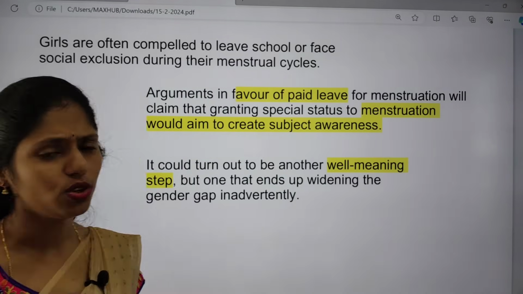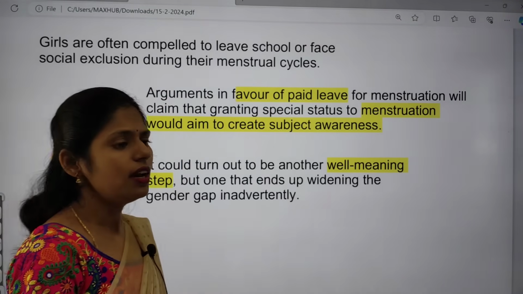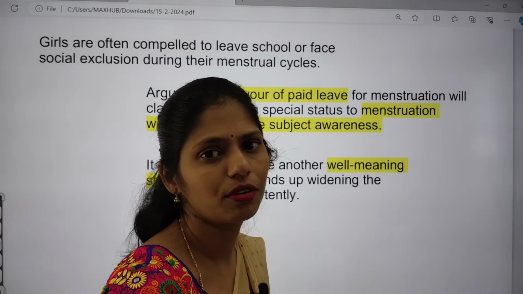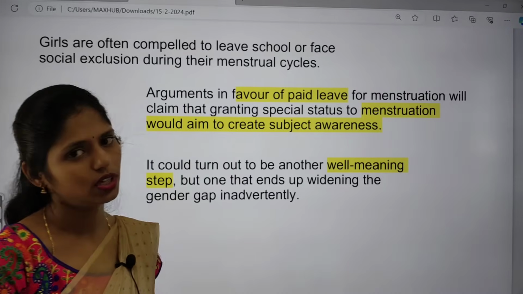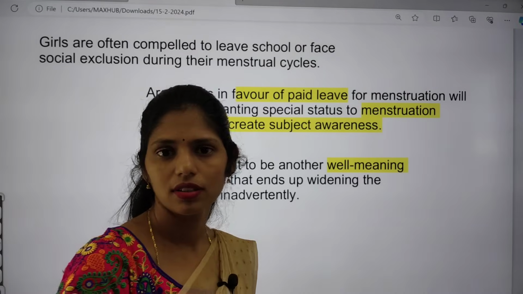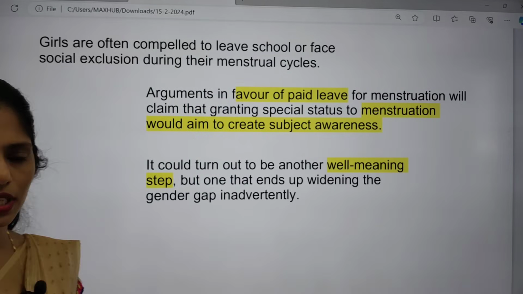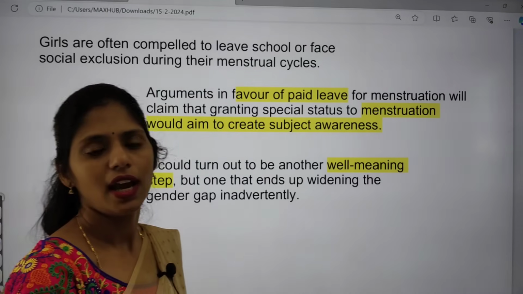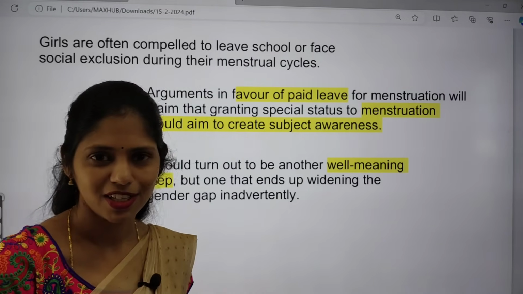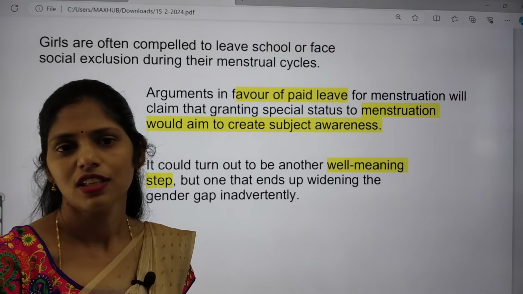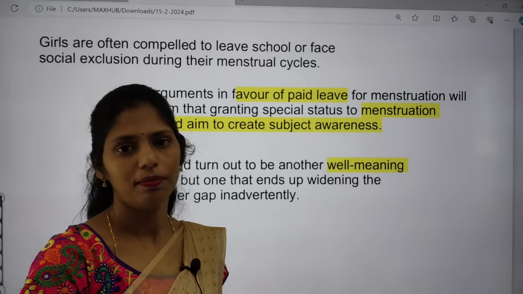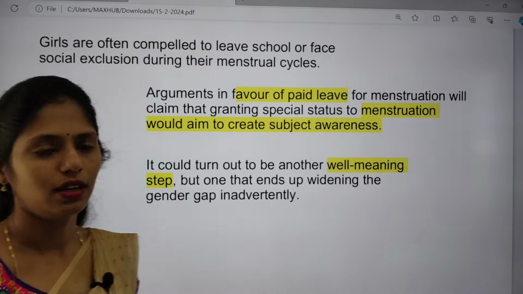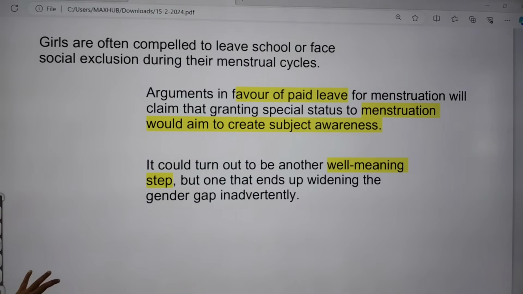Please let me know your own opinion regarding this paid menstrual leave for women, because you can expect this type of question in your interview. They want to test your mindset regarding women, women's welfare, and women's empowerment, especially for boys. Think about this topic and let me know your opinion regarding paid menstrual leave for women.